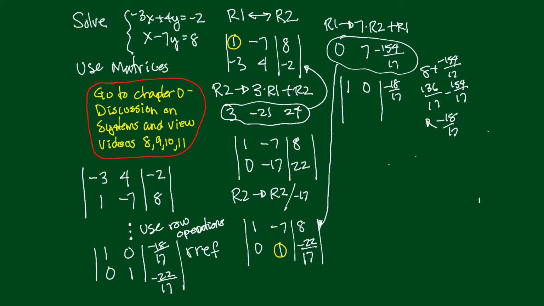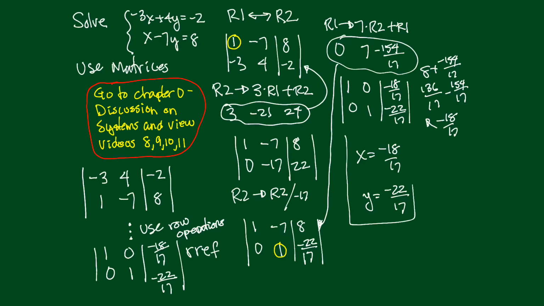Our row 2 stays the same: 0, 1, negative 22 over 17. And now we can read off our answer here, right? What do we have? 1x, no y's. So x is equal to negative 18 over 17. You know what? That's almost readable. Let's try that again. It's negative 18 over 17, and y is equal to negative 22 over 17. There we go.